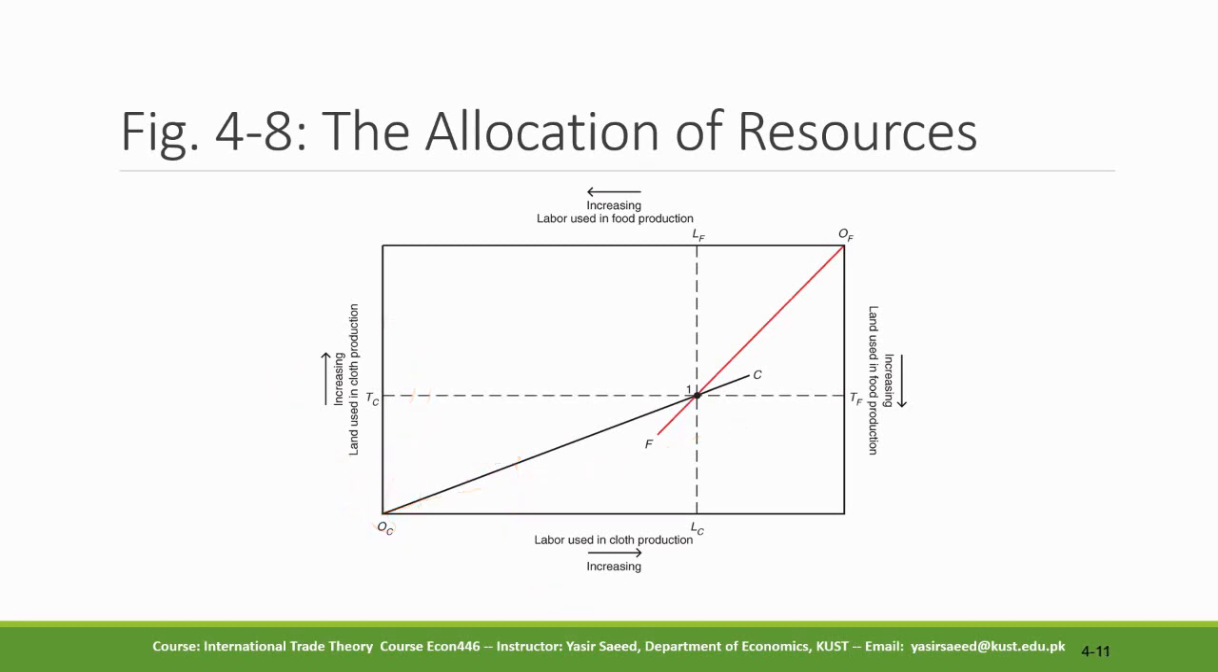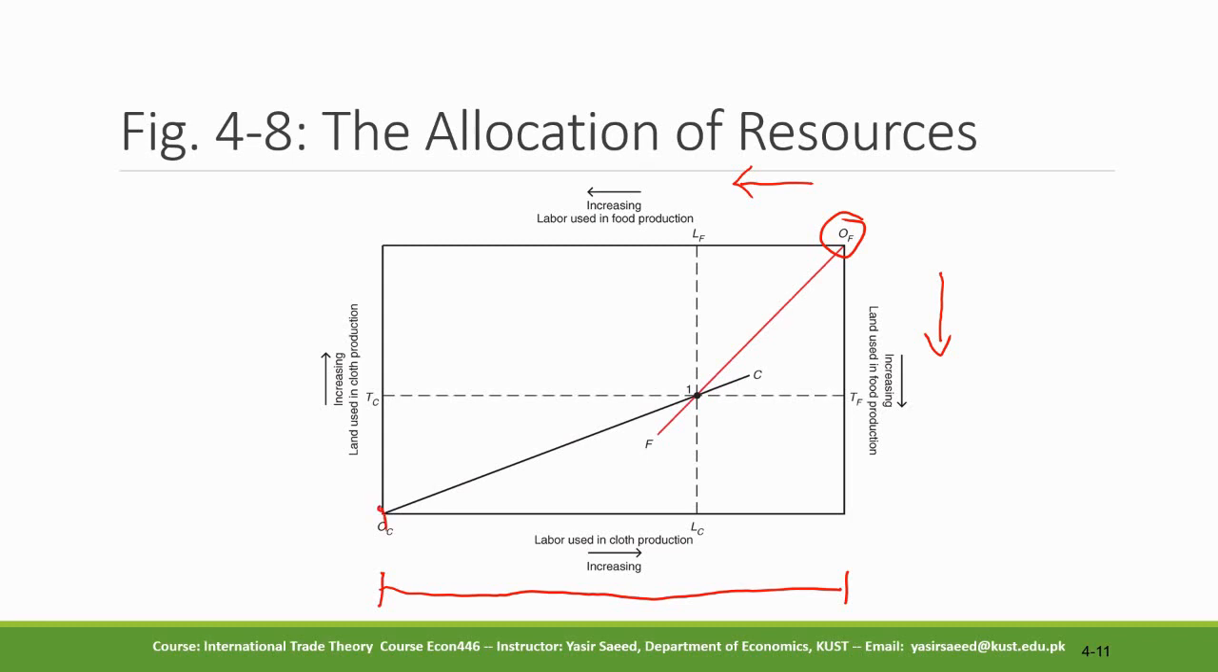The same is true for the food sector as well. Let me show you the origin OF. This is the origin for the food sector, and an increase in labor for the food sector is shown by the red arrow here. And similarly, an increase in land is shown by TF, that will move downwards in this direction. Now, the x-axis shows the entire labor available within the economy.